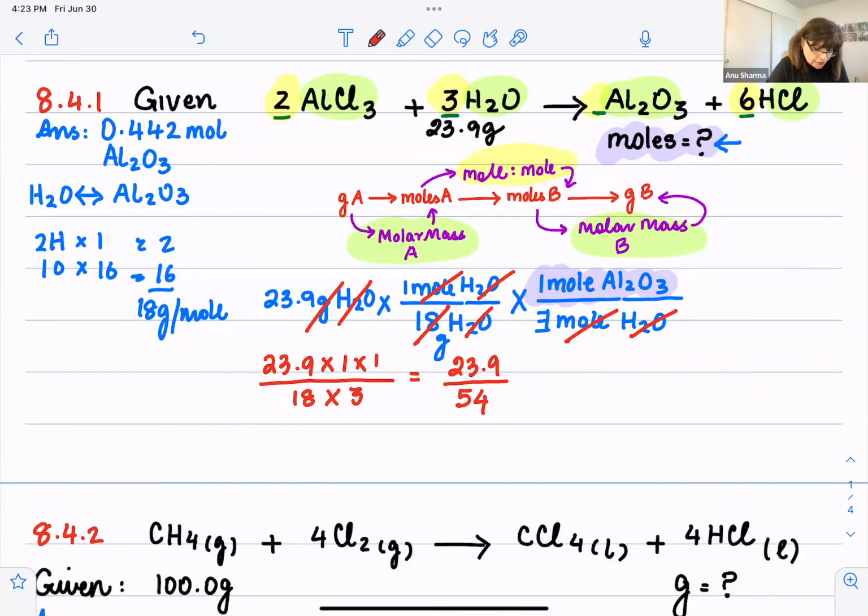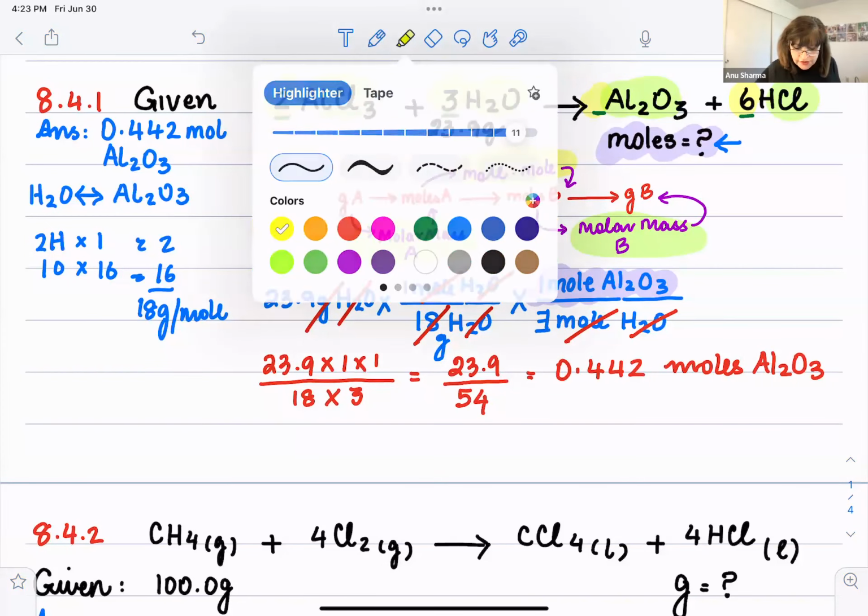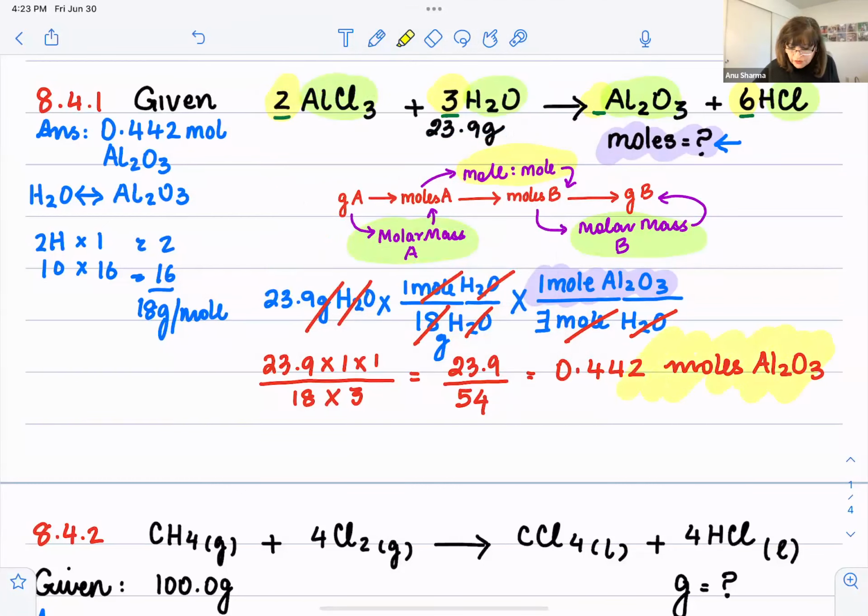23.9 divided by 54 gives you 0.442 moles of Al2O3. Very important in reaction stoichiometry to write down which entity is in question. Remember, so many are there. So this is the answer.